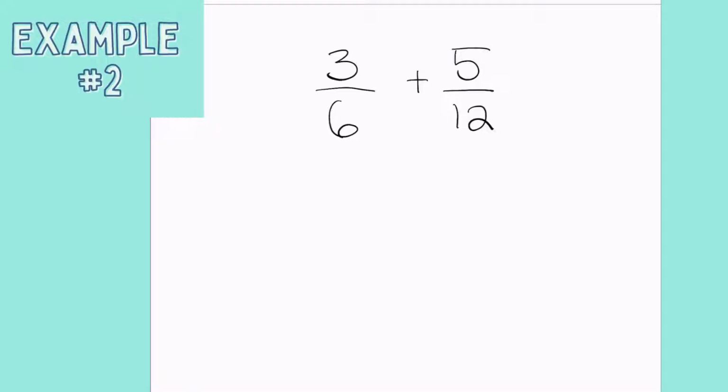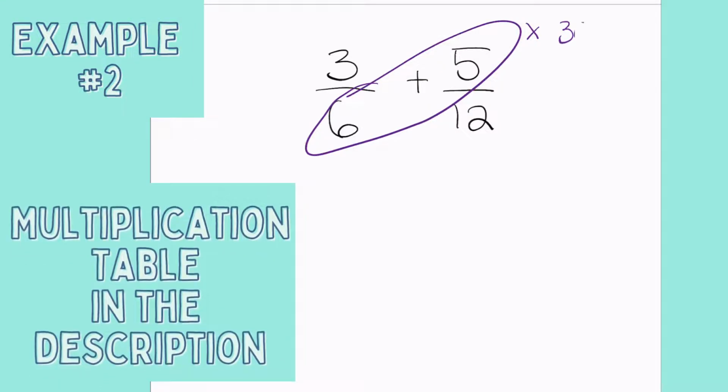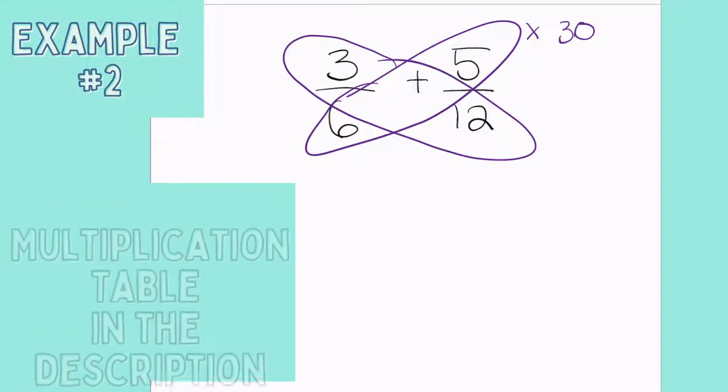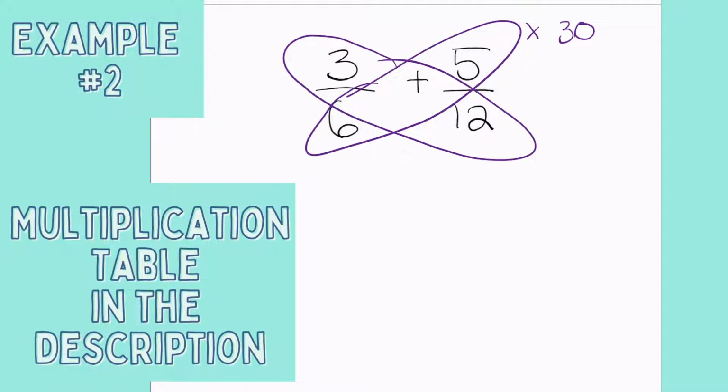Second example. So again, we'll double check that the denominators are different, which they are. So we're going to draw a bubble across the 6 and the 5 and multiply those two numbers, and do the same thing with the remaining numbers. Now, one thing I want to draw your attention to is the multiplication table in the description. If you're not sure what 3 times 12 is, use that tool to help you.